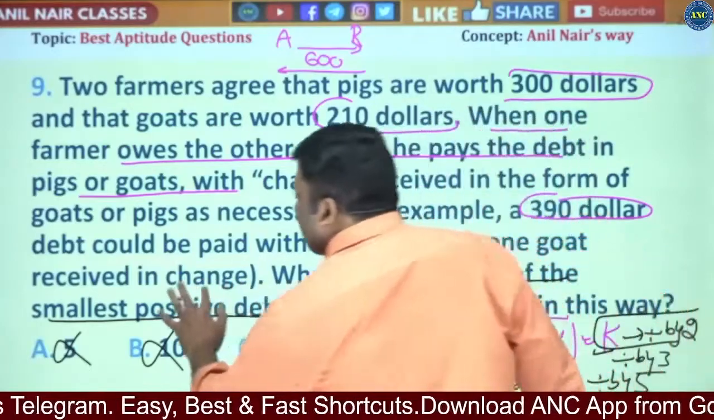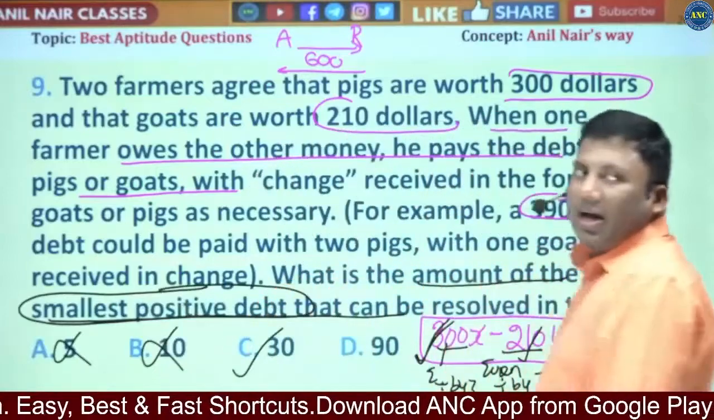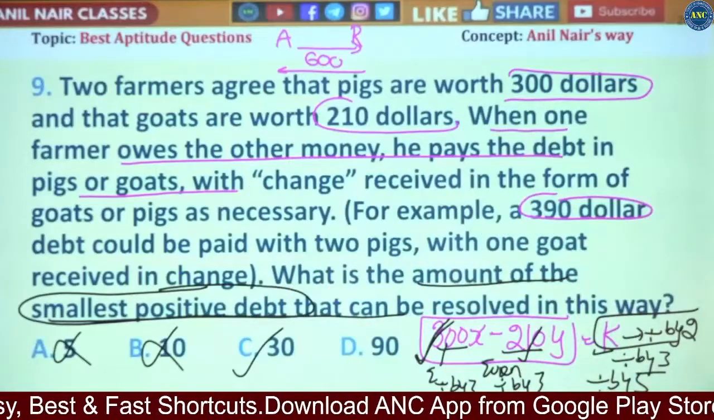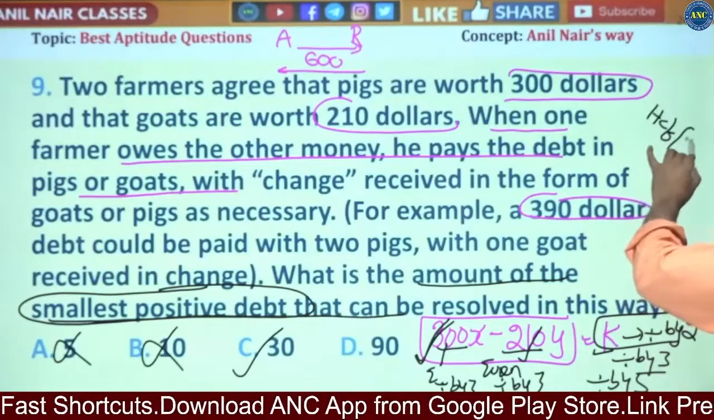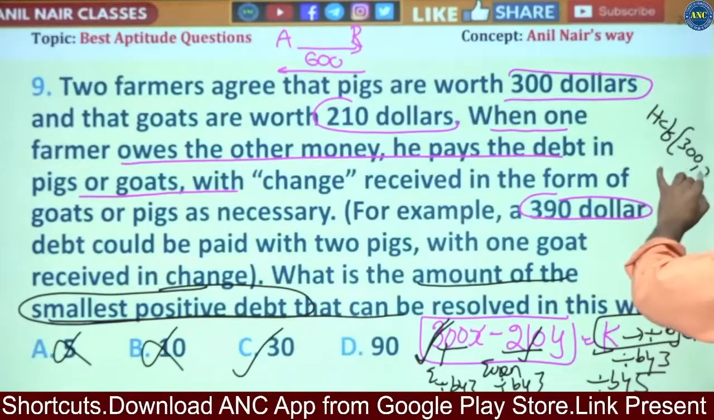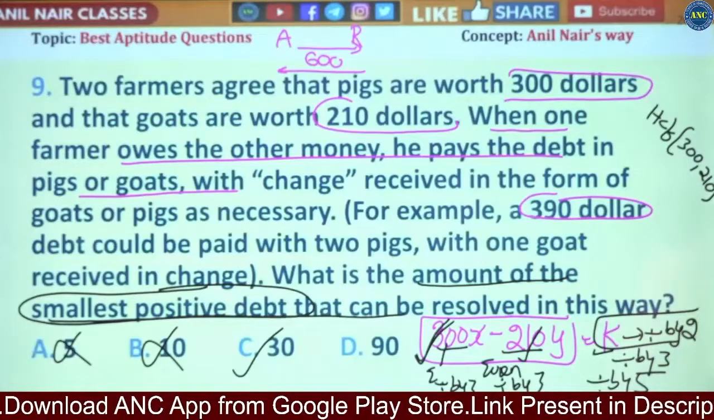The question is the smallest positive debt. The answer is 30. In simple language, it is the HCF of 300 comma 210.